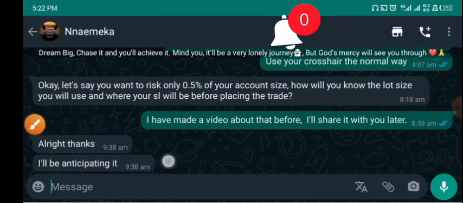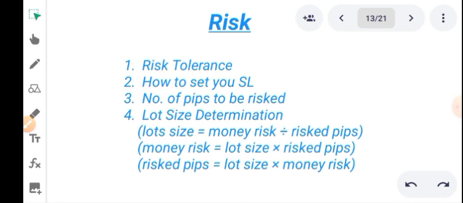Let me show you guys. In some other classes where I taught risk management, this was the template I used. It talks about risk tolerance. When it comes to risk management, you have to first of all know within yourself what you can tolerate, the amount of risk you can take. In a certain account, let's say you have an account of $100. How much are you willing to lose out of that $100? How much can you accept if your trade goes wrong? How much loss can you accept? That is what we mean by risk tolerance.